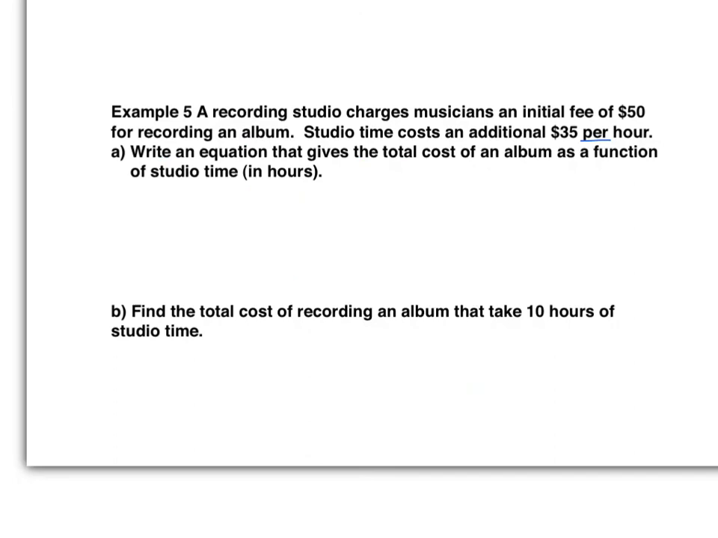Okay, so the next thing we have here is a story problem. Again, don't overthink it. We have a recording studio that charges musicians an initial fee of $50, and then it charges an additional cost of $35 per hour. So when we go to do this, anytime you see the word per, we want to put an x. We're going to write a function like this, 35x plus 50. So there's the answer to letter A.